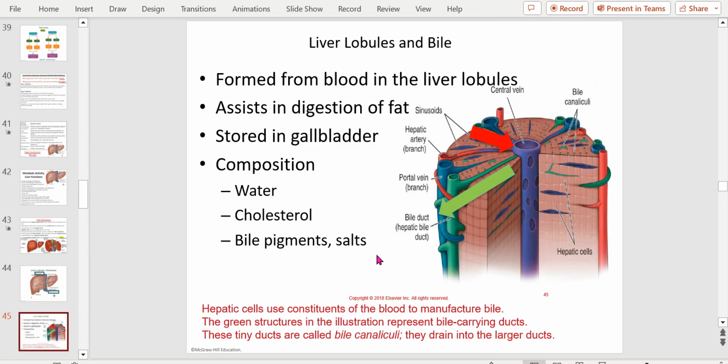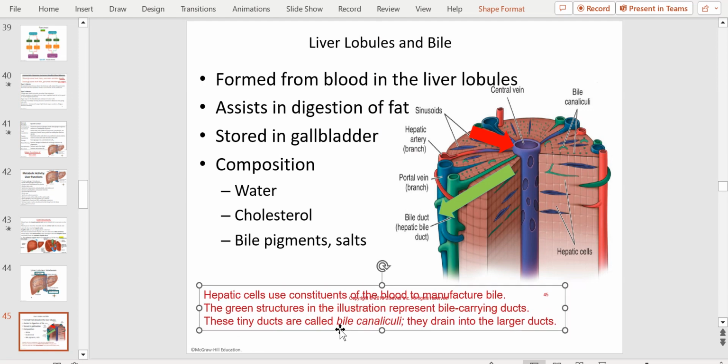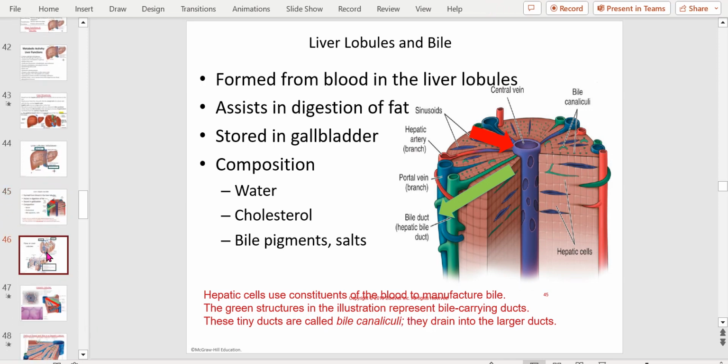These liver lobules and the bile formed from blood in the liver lobules assist in digestion of fats stored in the gallbladder. Here we're talking bile composition: water, cholesterol, and bile pigments. The hepatic cells use constituents of the blood to manufacture bile. That green structure in the illustration represents the bile carrying duct, and these tiny ducts are called bile canaliculi. They drain into the larger ducts.